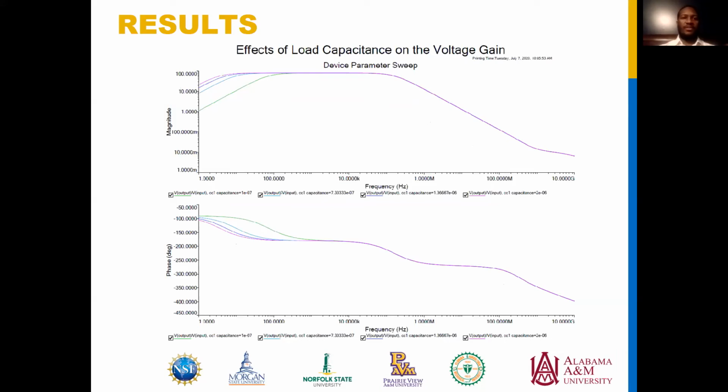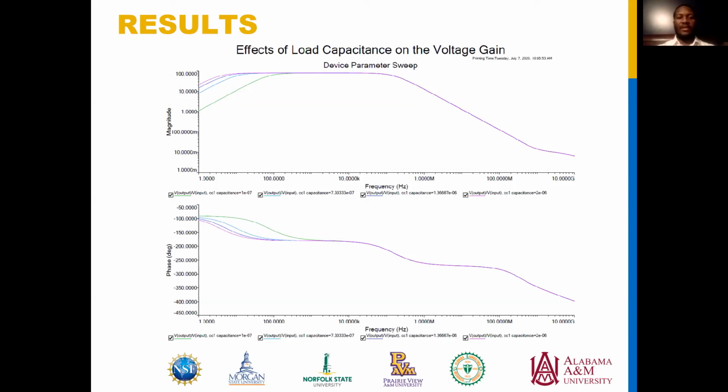And these graphs are called effects of load capacitance on the voltage gain device parameter sweep. On the x-axis is the frequency and the y is the magnitude. The magnitude will start around 10. Then when the frequency increases, it will increase a little, then it will level out. When the magnitude levels out, at a certain frequency it will hit 1 megahertz, then it will decrease automatically until the magnitude is 10.